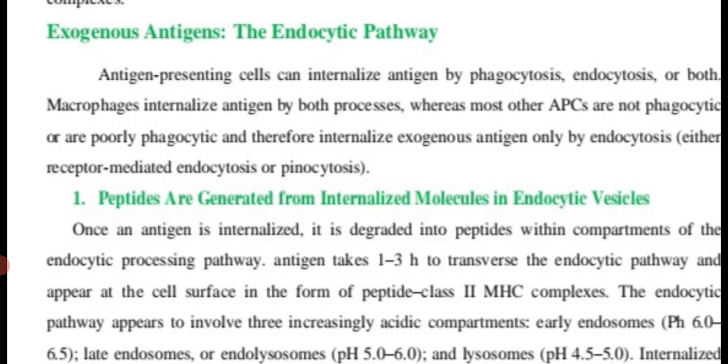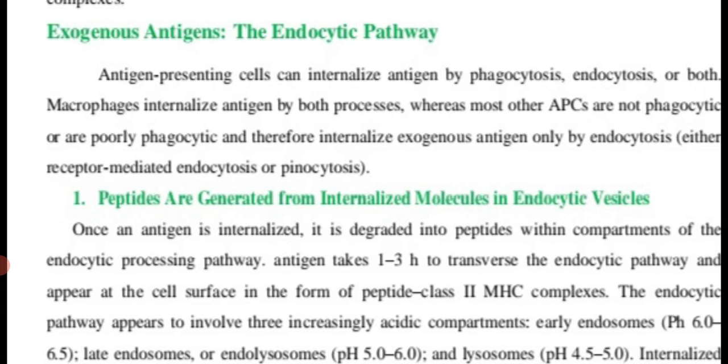By the endocytic pathway, the antigen presenting cells present or show a processed antigen to the CD4 plus cell or T helper cell. In this pathway, the antigen is outside the cell, so this antigen is called an exogenous antigen, and it is processed within the cytoplasm, so it is called the endocytic pathway or vesicular pathway. The APC, like macrophages, dendritic cell or B cell, can internalize antigen by phagocytosis, endocytosis or both.